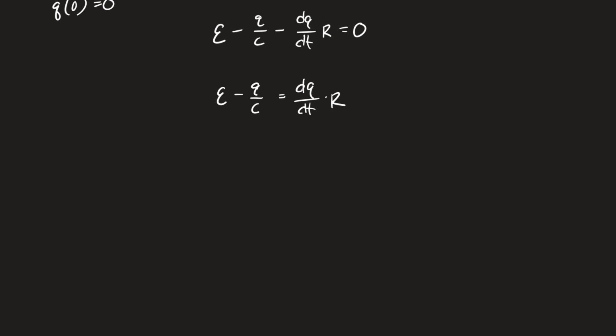But the next step, after we've isolated the differential, is we have to split the differential. Now our differential has two parts. It's a small change in charge over a small change in time. We're going to multiply both sides by dt to separate our differential.